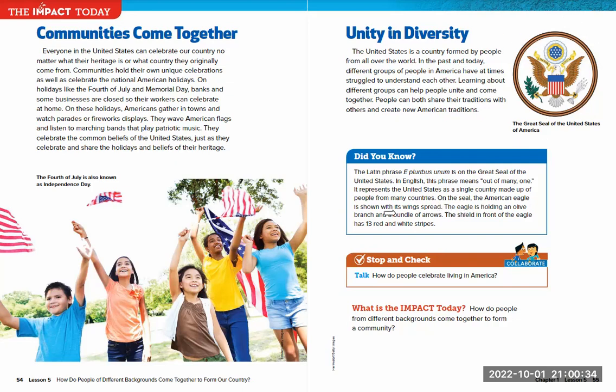The eagle is holding an olive branch and a bundle of arrows. The shield is in front of the eagle and has 13 red and white stripes. Why do you think that information would be important? And why do you think having an olive branch would be important?